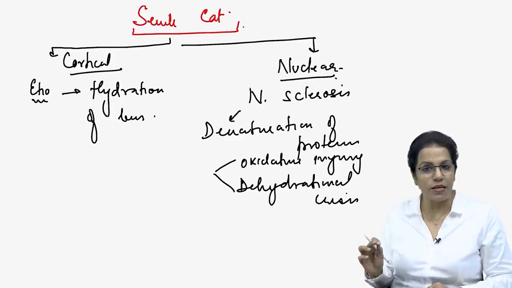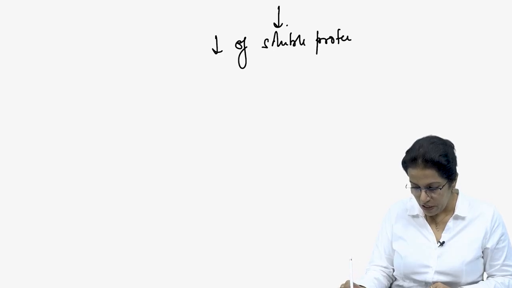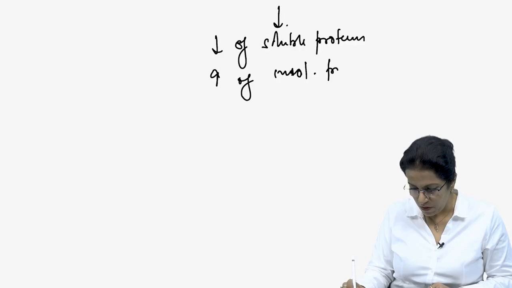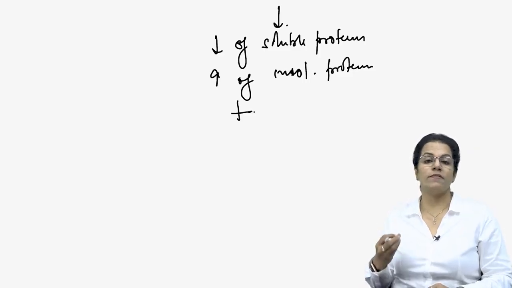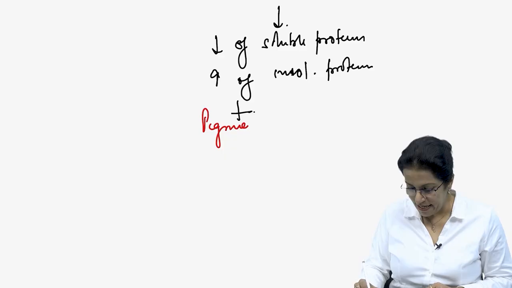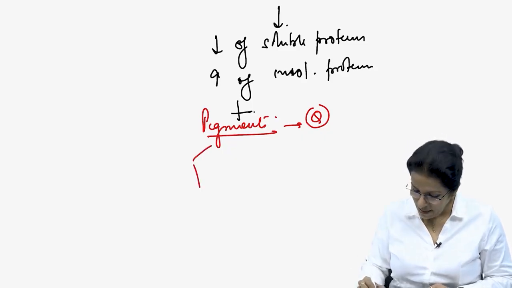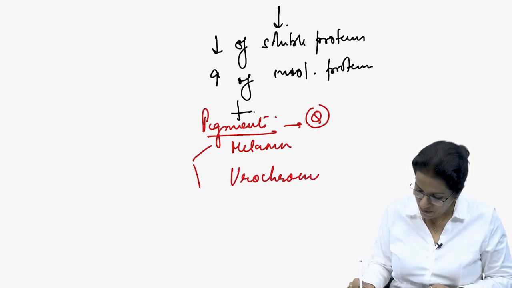So, what exactly is happening in nuclear sclerosis is an exam question. We will learn that it is mainly a decrease of soluble proteins, and an increase of insoluble proteins. Because of this, there are more insoluble proteins. And what next is happening? If you look at a nuclear cataract, you can see different colors, right? Why is that happening? Because of deposition of pigments. Now, why did I change the color and write in red? Because this is again an exam question. Which pigments? You will answer. One is melanin and second is urochrome. Melanin and urochrome. Got it?